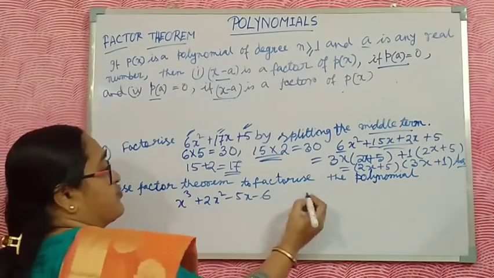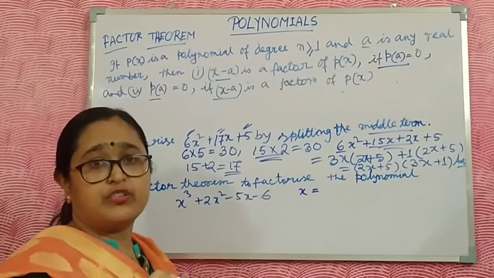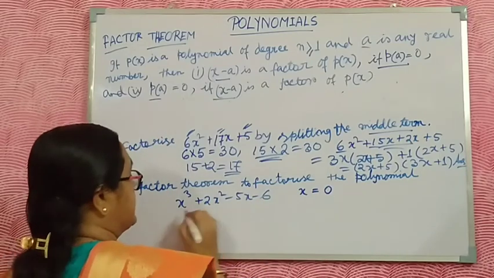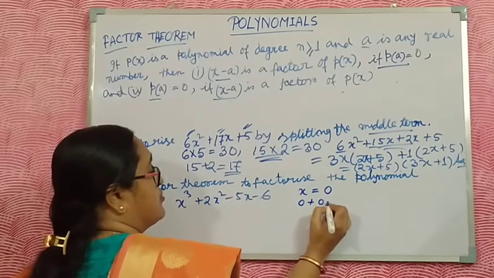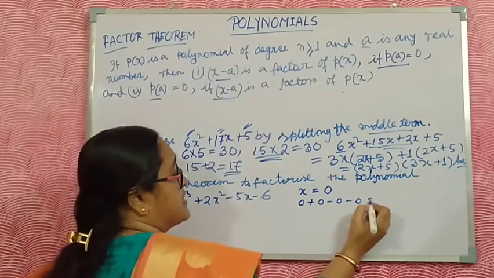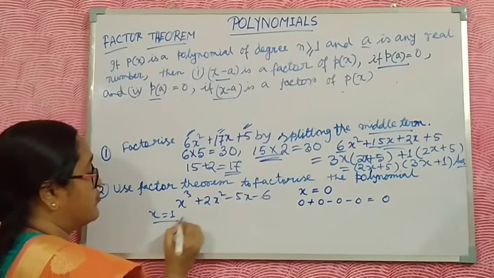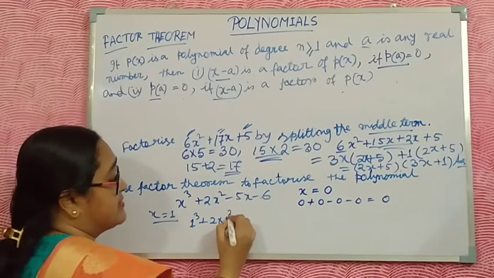Here I just have to put any number. This is the trial and error method. You have to put any number from the first. I put 0 here. Then the polynomial becomes 0 plus 0 minus 0, which is 0. Now I put the value x equal to 1. What result is coming? Just let me see this one.